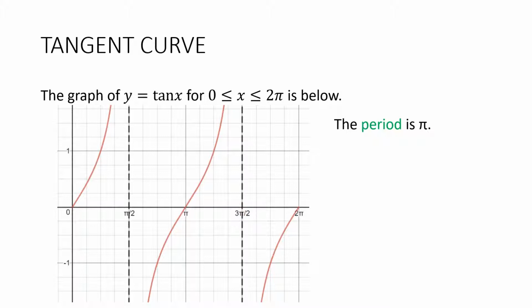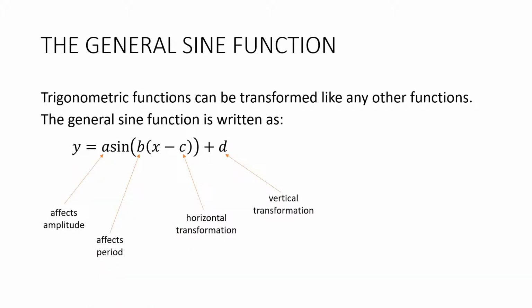You don't have to really do much with the tan curve in this course. It's mostly sine curve and cosine curve. Now, trig functions can be transformed like any other functions, and we can write the general sine function like this. So you can see here I've got sine, and I've got a number or a constant at the front, and that's going to affect the amplitude, so the height of the graph.